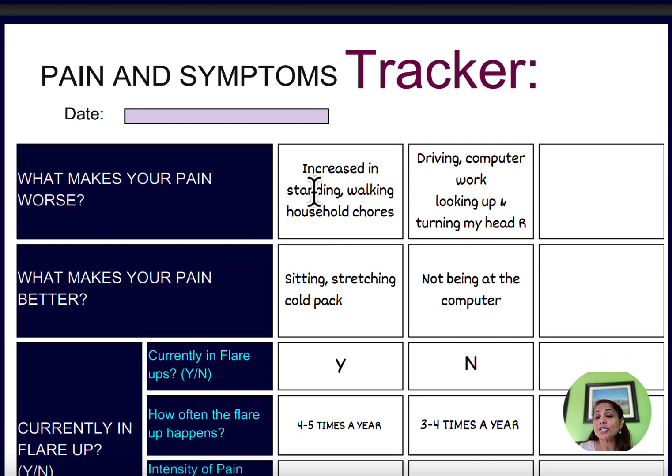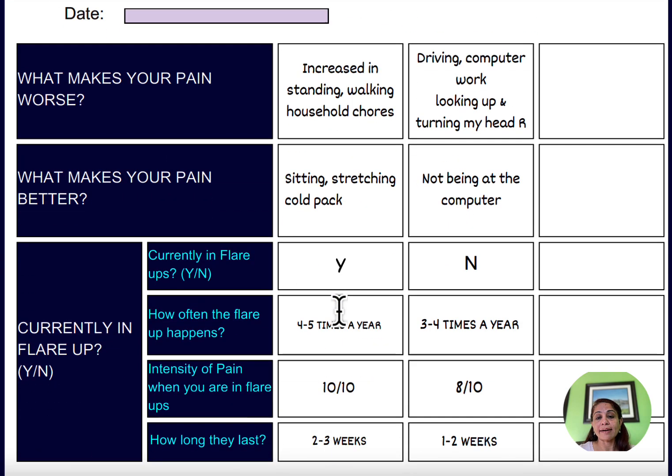And then what makes your pain worse? What activities you do specifically that really trigger the pain, and what makes your pain better? So differentiate between what aggravates the pain and what relieves the pain. That's important information to have.